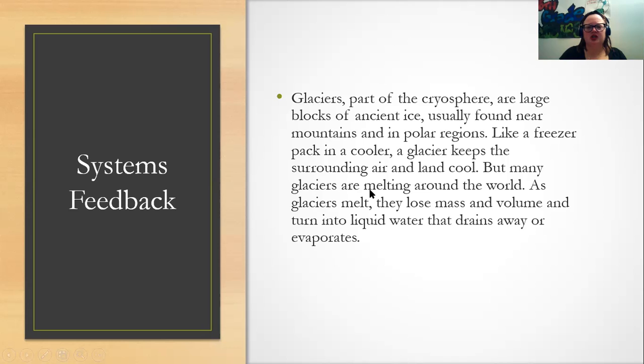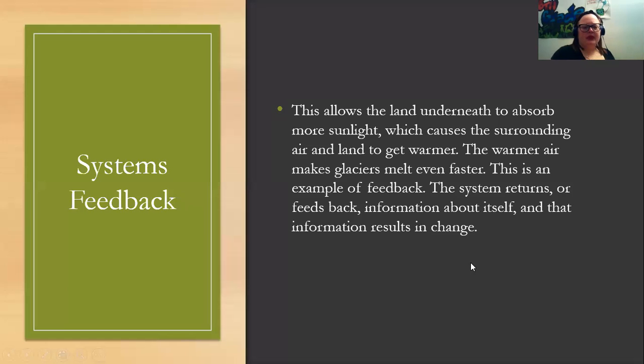But many glaciers are melting around the world. As glaciers melt, they lose mass and volume and turn into liquid water that drains away or evaporates. This allows the land underneath to absorb more sunlight, which causes the surrounding air and land to get warmer. The warmer air makes glaciers melt even faster. This is an example of feedback. The system returns or feeds back information about itself, and that information results in change.